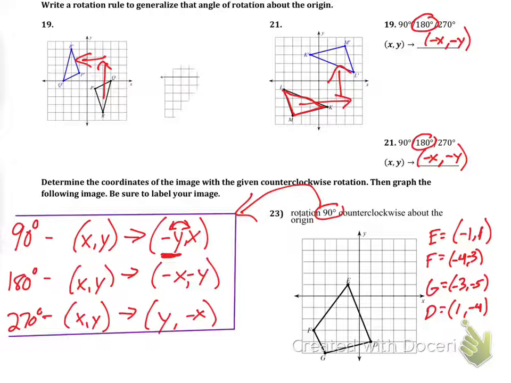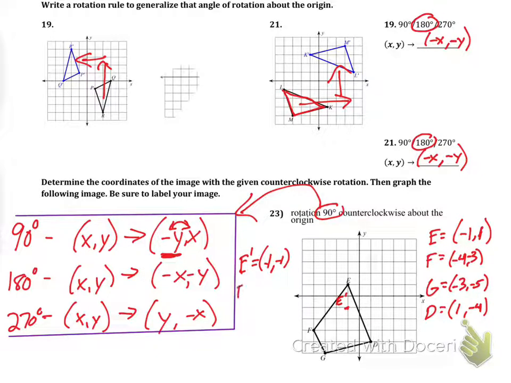So my E prime, and I don't have a spot to write this, but my E prime would be equal to (-1, -1). So I'm going to do (-1, -1), and I'm just going to write E prime right there.